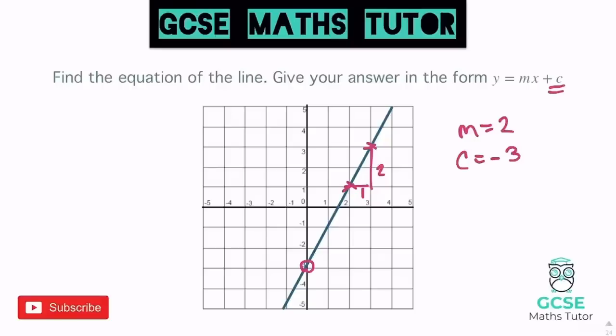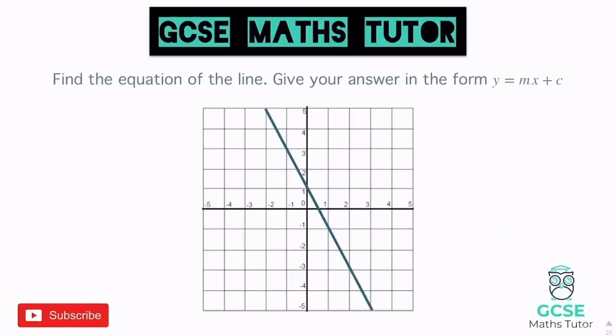So I just need to put those all together. We have y equals 2x take away 3. That's the equation of this line. We can do that nice and quickly like that. It goes through -3 on the y-intercept, and there's a gradient of 2 which I've found between those two whole number coordinates there.